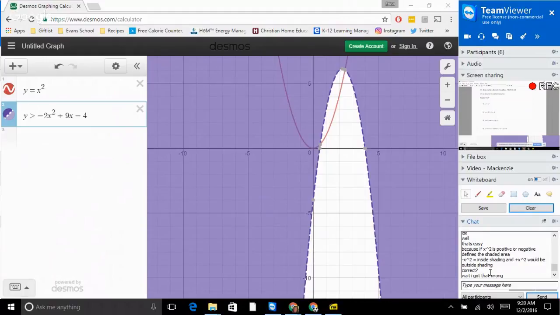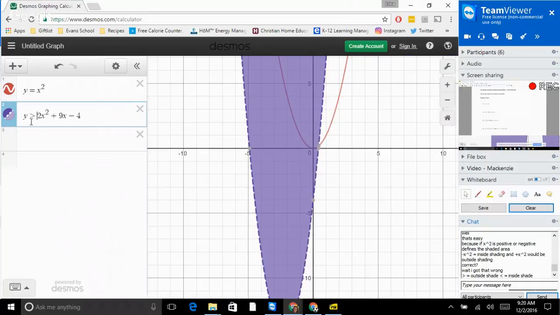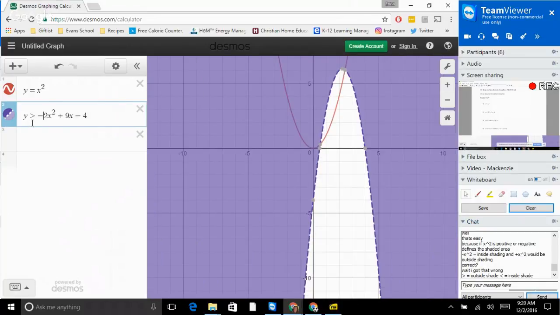Oh, yeah, I was just reading Elijah's notes. Yeah. So the negative, Elijah, in front of the x squared tells you whether the parabola is going to open up or down. If we made this positive, for example, then it's going to open up. And the negative makes it open down. So the negative doesn't have to do with the shading. It has to do with how the parabola opens up or down. The shading is all based off of: are the values inside the parabola the ones that are true, or the values outside the parabola the ones that are true?